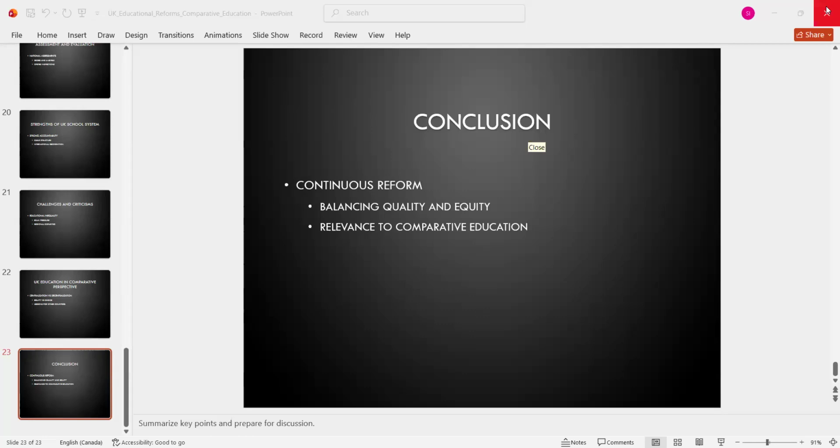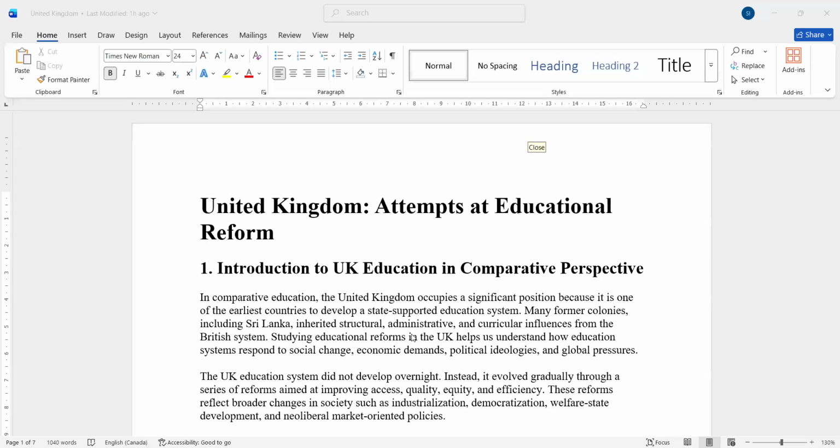Okay, now the same thing with notes, right? Is it visible? Can you see the slide? Yes, ma'am. Right. Here you can see attempts at educational reforms, right?